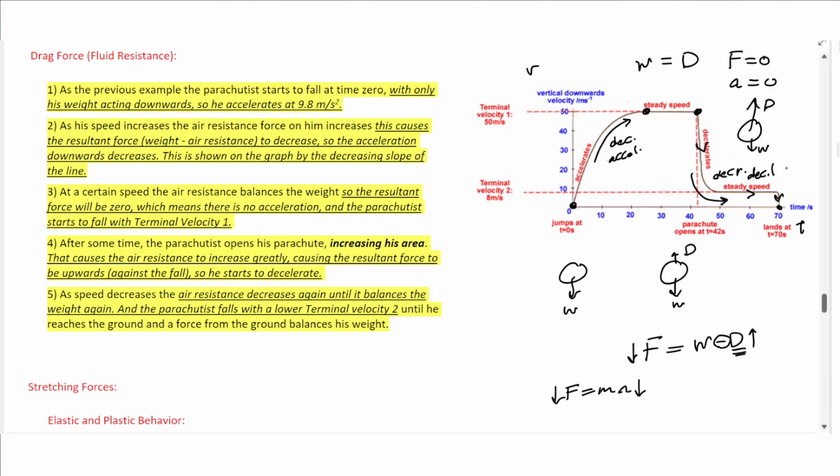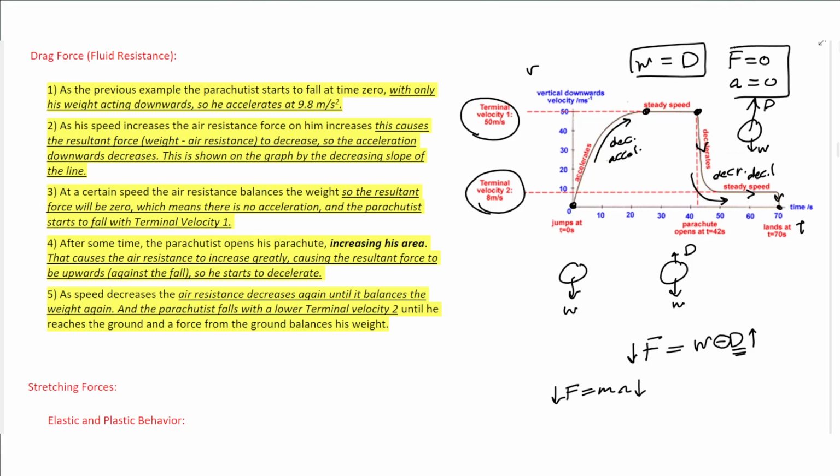So there is a resultant force against motion. So speed decreases. As speed decreases, drag decreases, and the resultant acceleration decreases until terminal velocity. At terminal velocity, the first terminal velocity before the parachute and the second terminal velocity after the parachute, the weight is equal to the drag force, so there is no resultant and no acceleration.